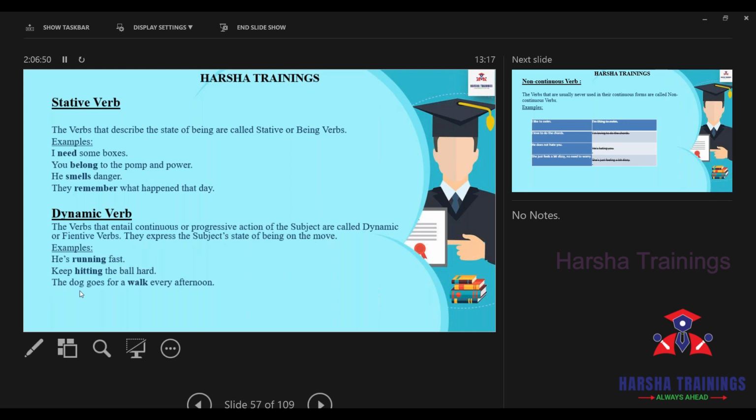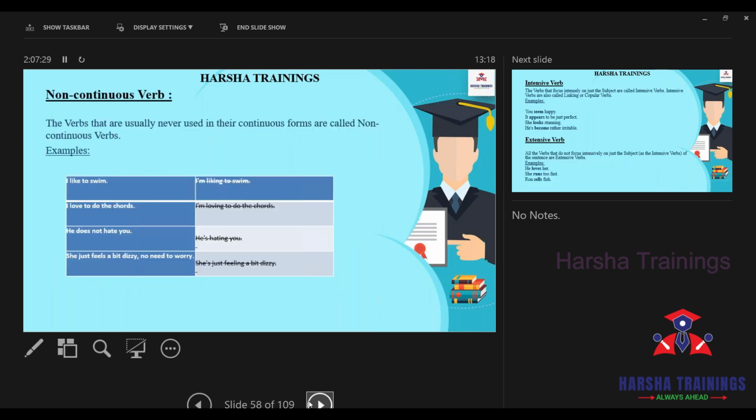Here the subject is dog. Dog goes for a walk, right? So the verb is coming after the continuous form. The dog is walking. Right, the dog walks. So the dog goes for a walk. The verb walk has come after the subject, the continuous action of the dog. The dog is going where? For a walk. So walk becomes the dynamic verb. Getting it? If not completely, at least a little bit. Yes. Okay.